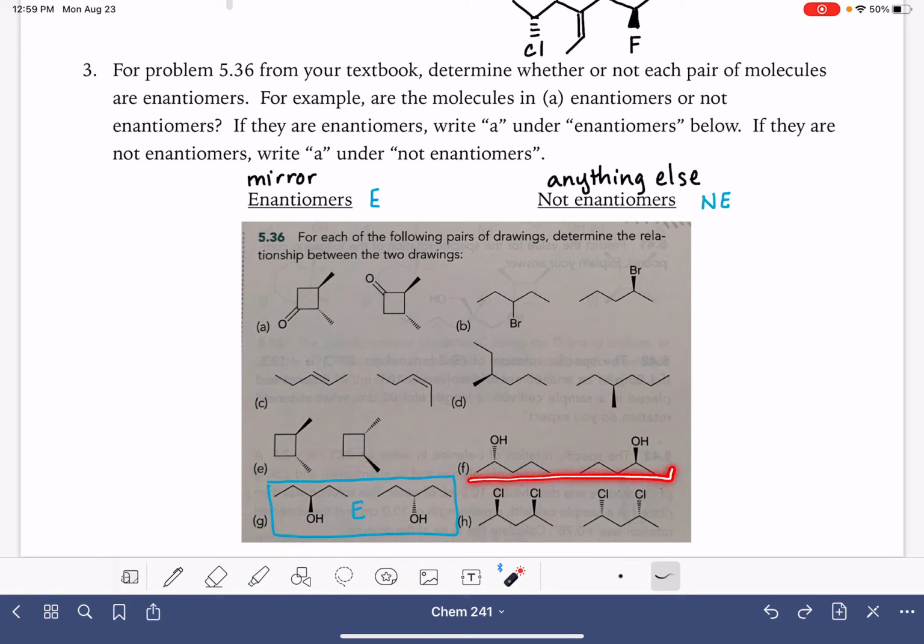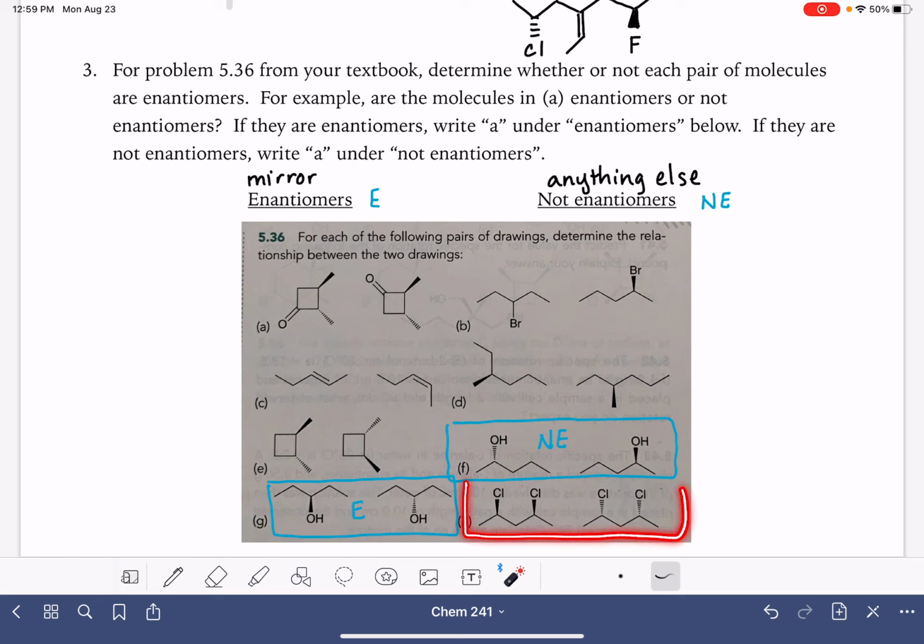Here is one that is sort of a mix of both of those strategies that I showed you. This one is drawn with a mirror, but in this case, they not only mirrored it, they swapped the wedge for the dash and the dash for the wedge. When you do that, you are redrawing the molecule identically, which means that these two are identical molecules. So these are not enantiomers of each other.